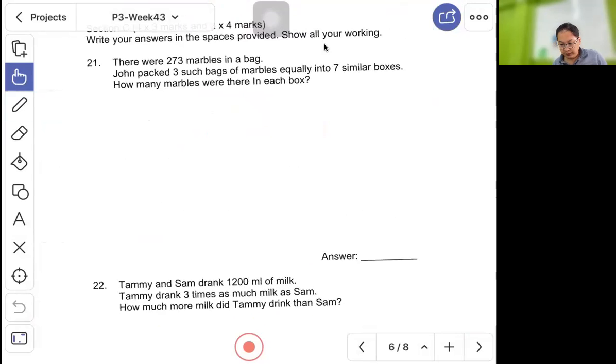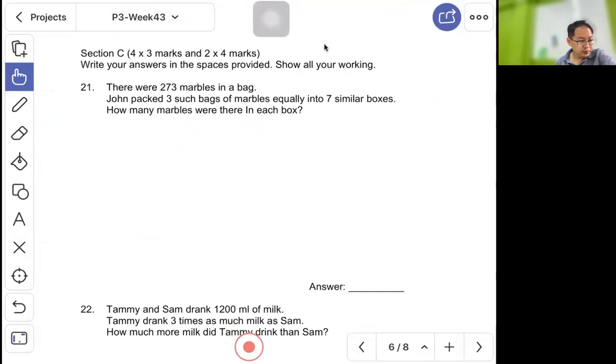Question 21. So there were 273 marbles in a bag. John packed 3 such bags of marbles equally into 7 boxes. How many marbles were there in each box?